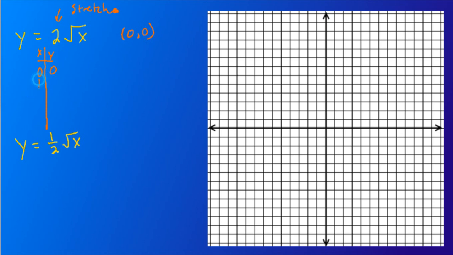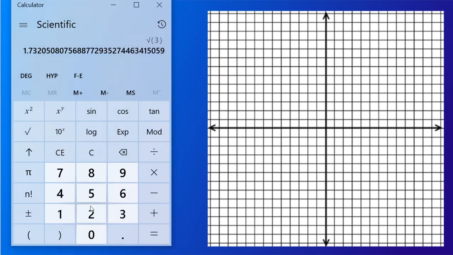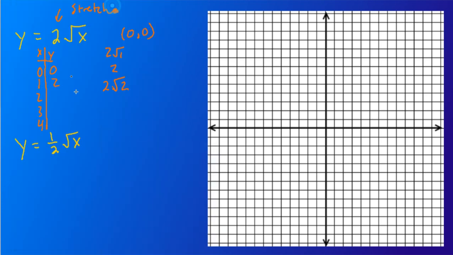So I start at 0, 0, fill in my table. 1, 2, 3, 4. I'll stop at 4. If I put in a 1, that would be 2 square root 1. Square root of 1 is 1, so I get 2. If I put in 2 or 3, I'm going to get decimals, but I'm going to go ahead and do that. So if I put 2 square root of 2, I have to do the square root of 2 first, then times 2 more, 2.8.